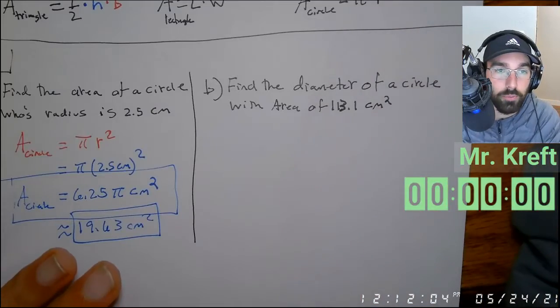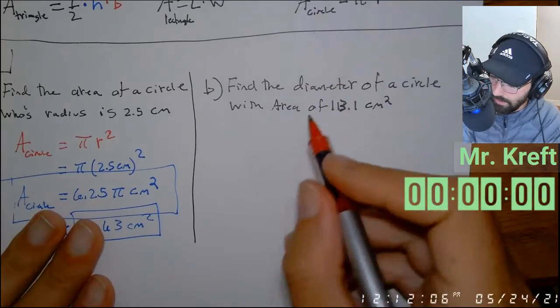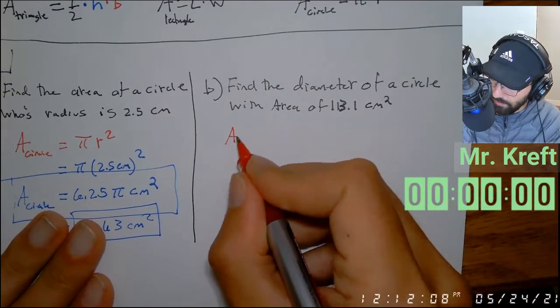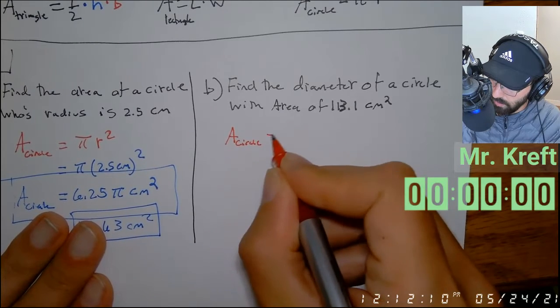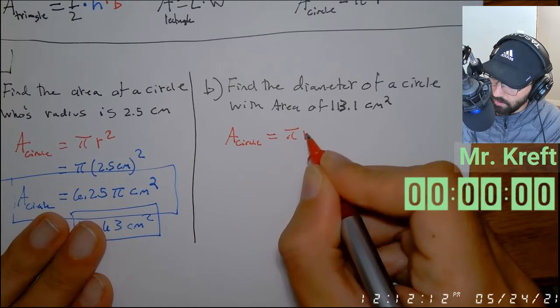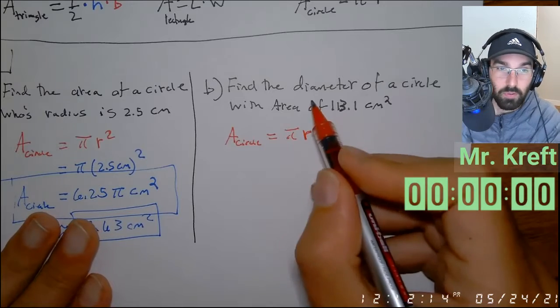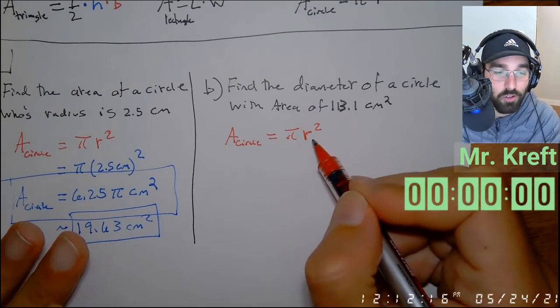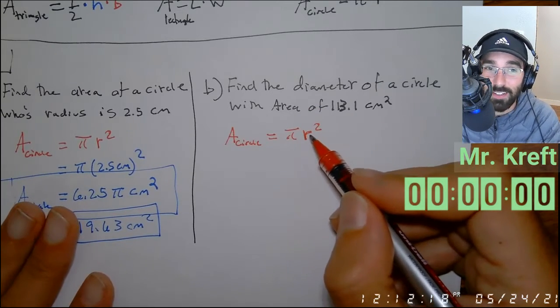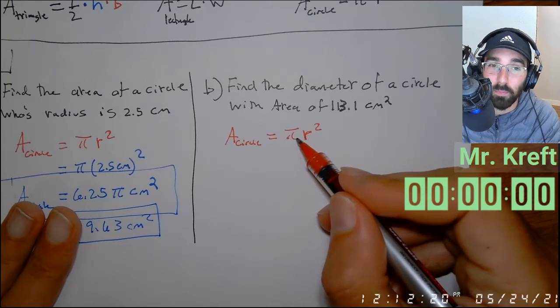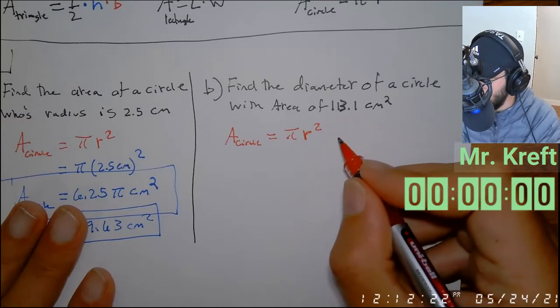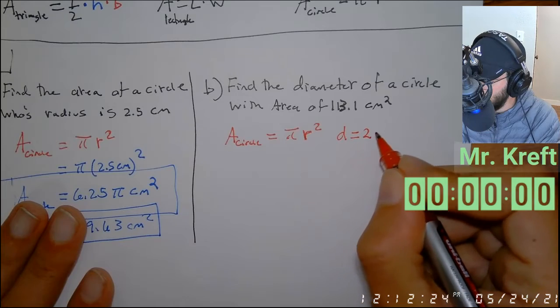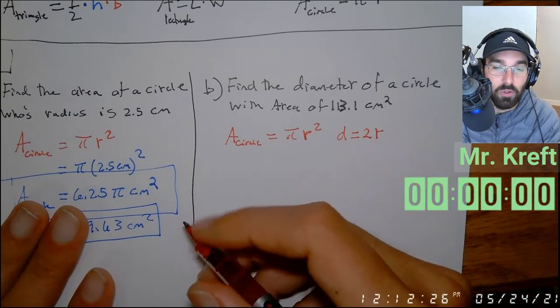All right. So how do we do this? Again, it's a circle. I know that the area of a circle equals pi r squared. Now, the first thing I noticed, see how this is r? This isn't 2 times r, it's r squared. So we know that the diameter equals 2r.